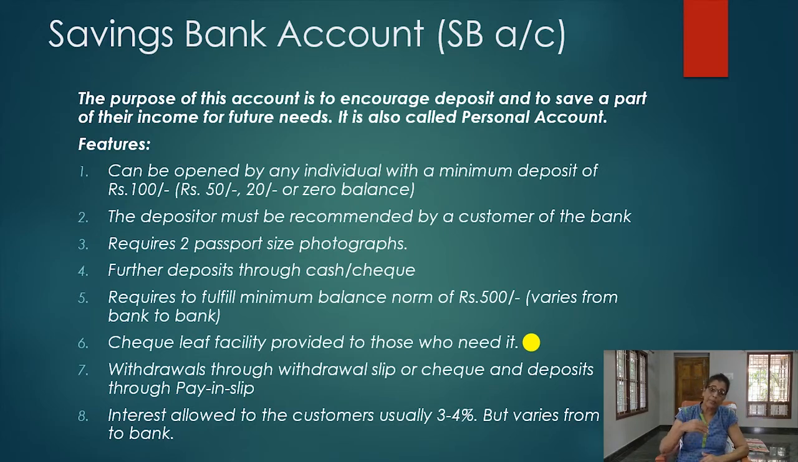So the transactions in your account can be carried out using the check leaf. Withdrawals are made through a withdrawal slip or check. If you want to withdraw money from the bank, you can use the withdrawal slip, or you can give the check if you have the checkbook facility. For the SB account, the interest allowed to customers is usually 3 to 4%, but this changes from bank to bank.